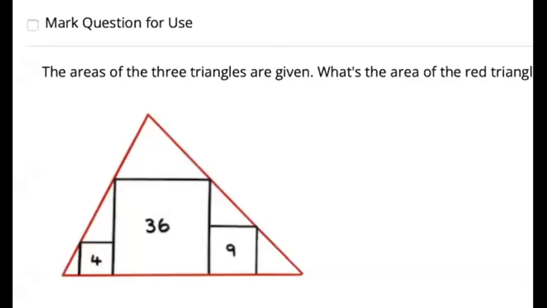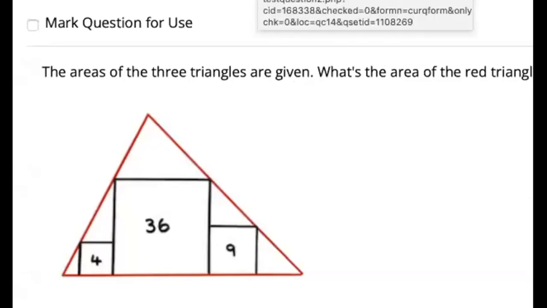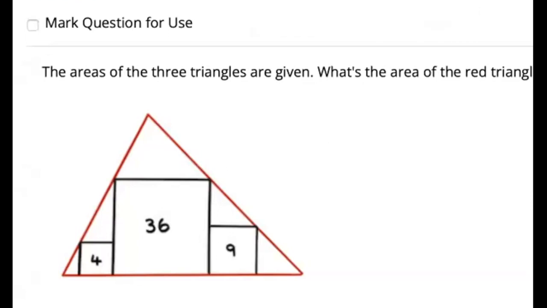All right, we have another lovely puzzle. Let's see. So we have a triangle, not necessarily right, but it contains 3 squares whose areas are given, and we have to find the area of the big triangle.